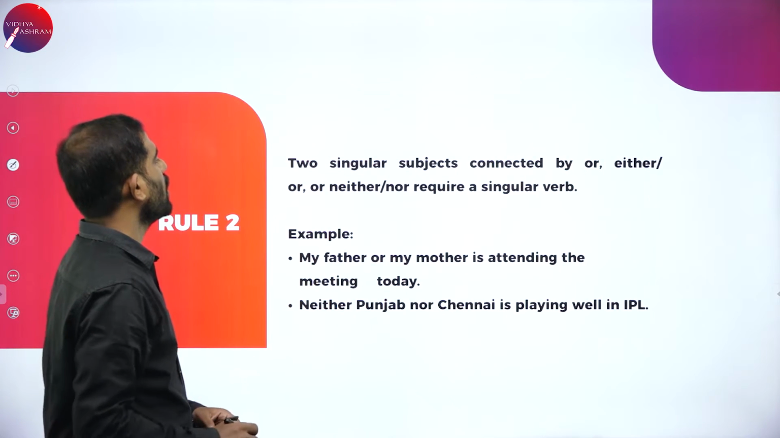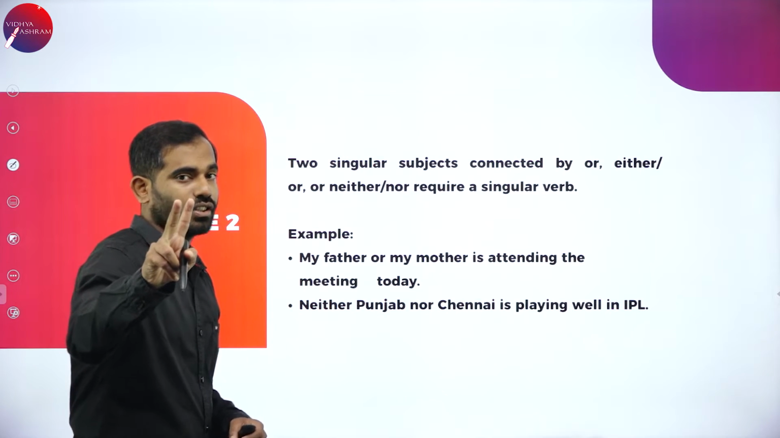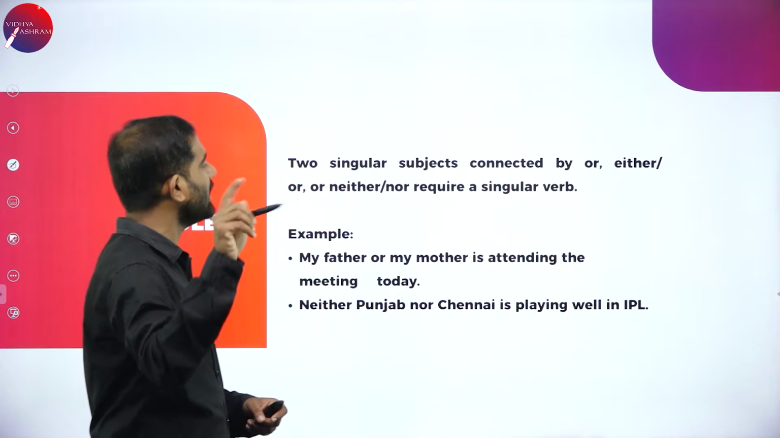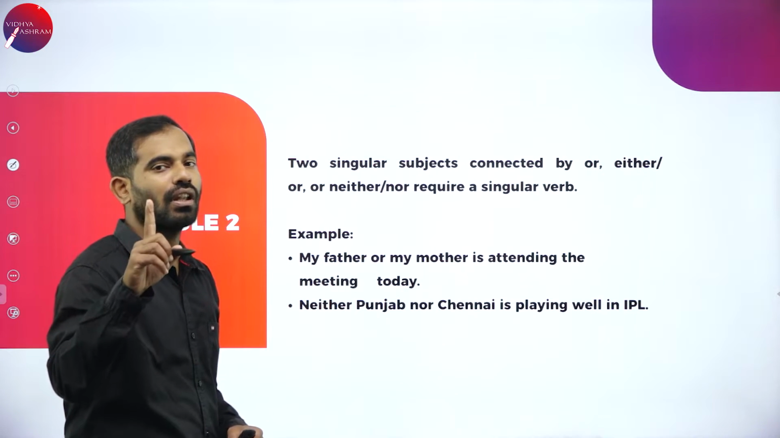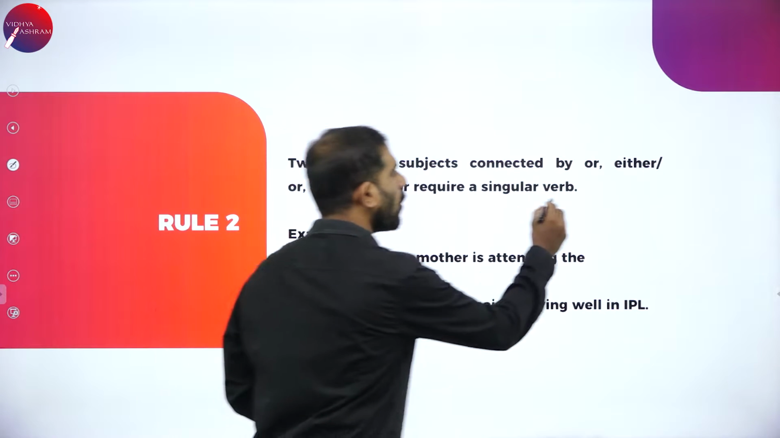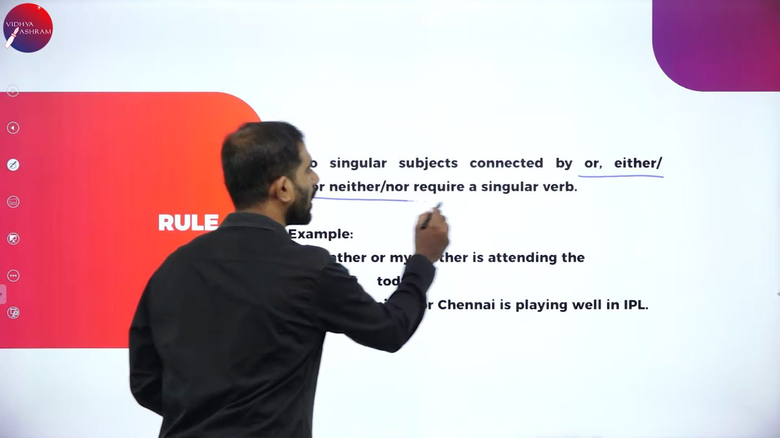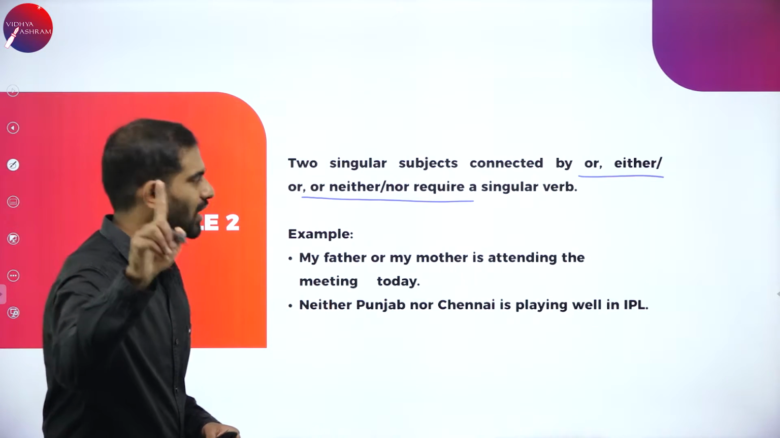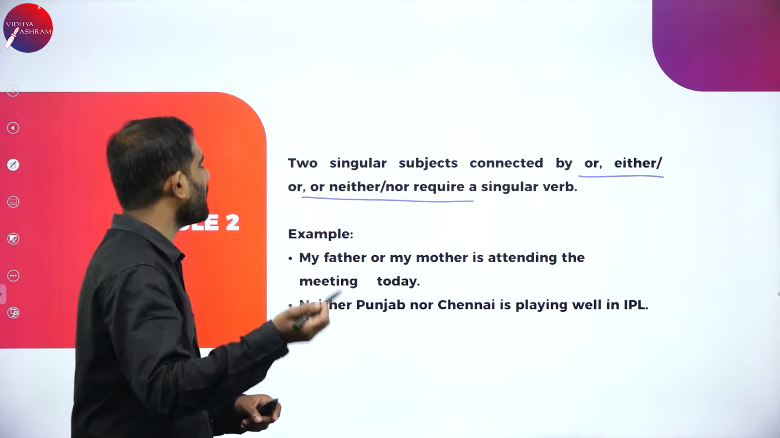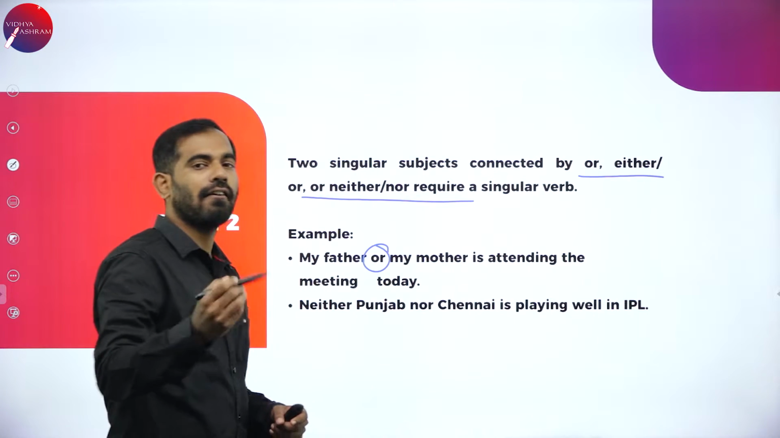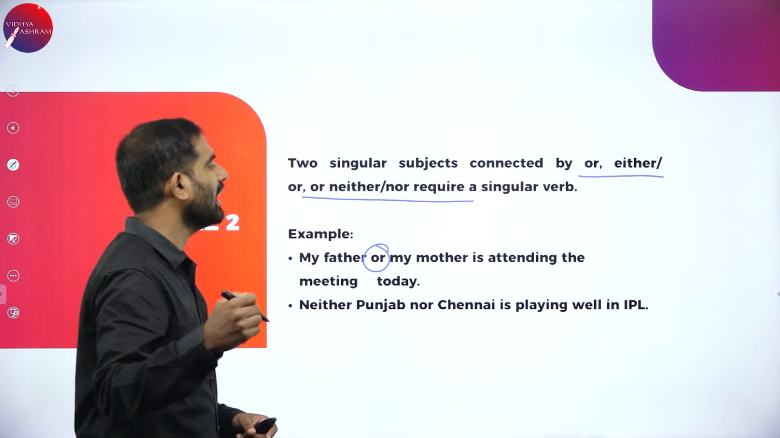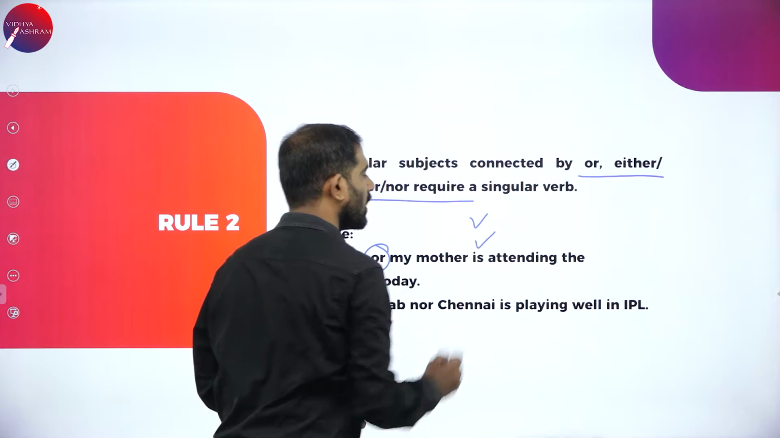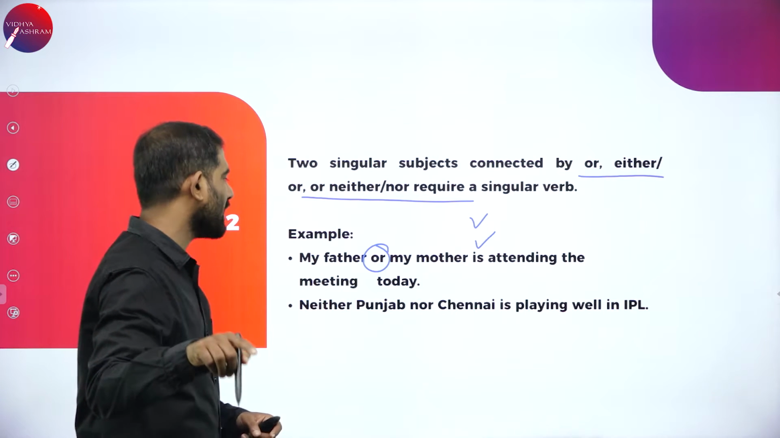Rule number 2: two singular subjects connected by or, either-or, or neither-nor require a singular verb. Remember all of these words: or, either, nor. Then the subject takes a singular verb. For example, my father or my mother is attending the meeting today. Is is the verb: is attending the meeting today.